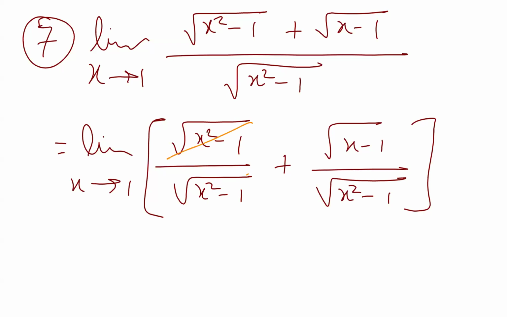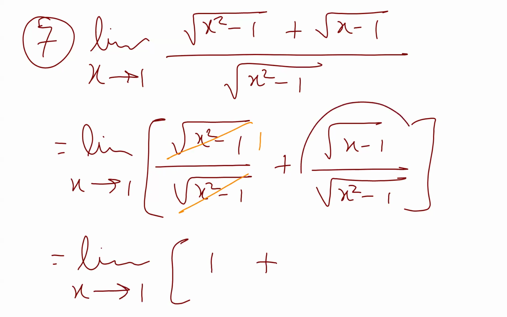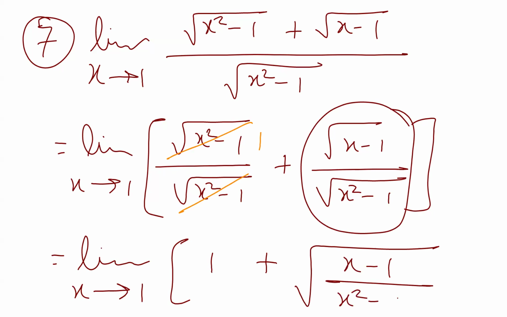So this is 1, right? Limit x approaching towards 1, 1 plus. Now you can combine this root because there is division. We can combine the root. In division and multiplication, we can combine the roots.